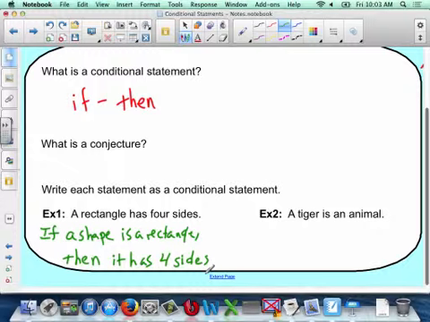Okay, what about number 2? A tiger is an animal. It's only more difficult to write. What are your thoughts here? Go ahead, Austin. If an animal is a tiger, then it's an animal. The problem there is like using a word in its own definition. So no, that's not gonna work.